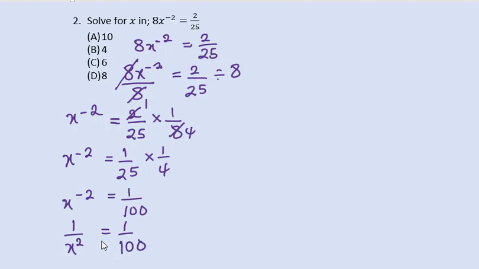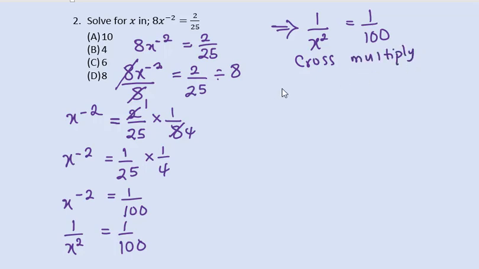Now, if you can get this to this format, you see that you are almost done. Let's continue from this part. So remember, we had 1/x^2, and then we'll have 1/100. Making things easy from here, you can actually cross multiply. So if we cross multiply here, you have x squared multiplied by 1 is equal to 100 multiplied by 1. So this is x^2 is equal to 100.